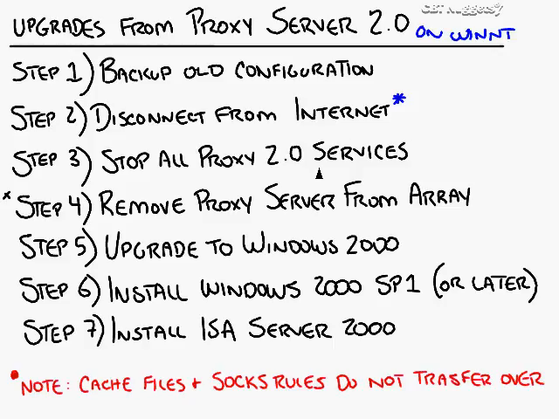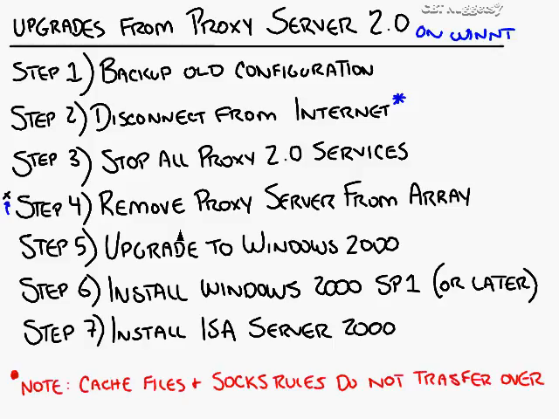Step 3 is to stop all the Proxy 2.0 services in the Windows NT Services control panel. Step 4, I have my little asterisk here because this is optional, in case you aren't running in an array. But if you are, remove the proxy server from that array. Step 5, perform the upgrade to Windows 2000. Literally stick in the Windows 2000 CD-ROM and perform the upgrade.